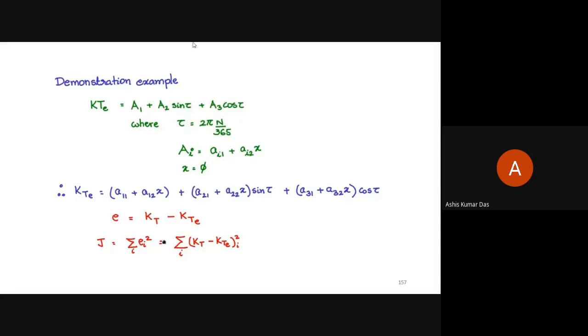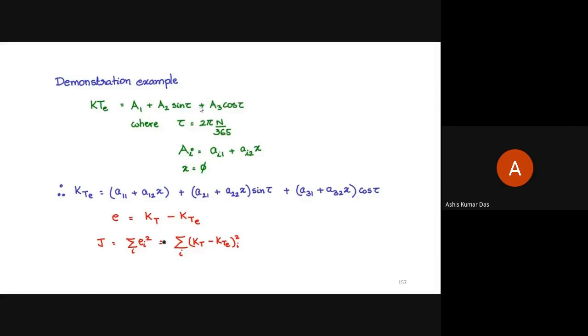Let us take a very simple curve fit. In this case, the estimate equation is given in terms of a1 plus a2 sin tau plus a3 cos tau. This is the curve fit model, and later we will extend it to a much more accurate and exact model, and we will see how we obtain the estimate equation for the clearness index. Let us say this KT estimate is the estimated clearness index based on the estimate equation, that is, a1 plus a2 sin tau plus a3 cos tau.